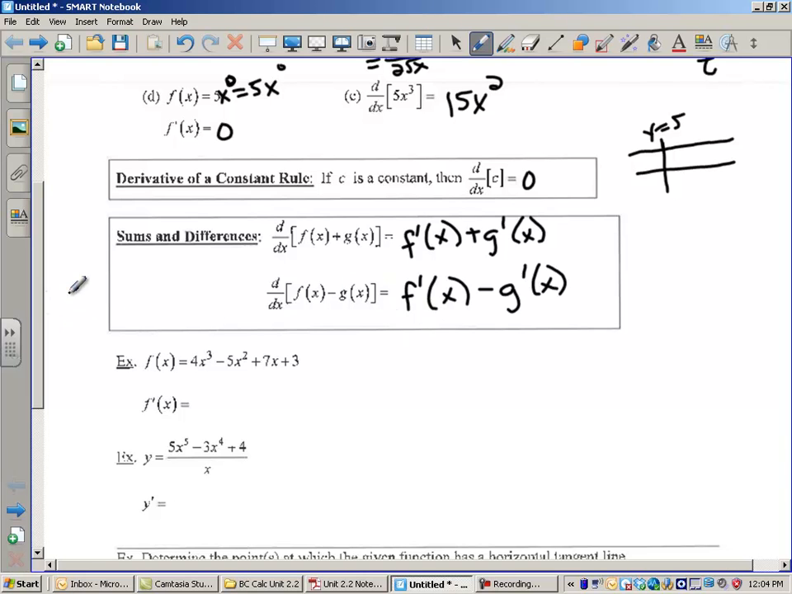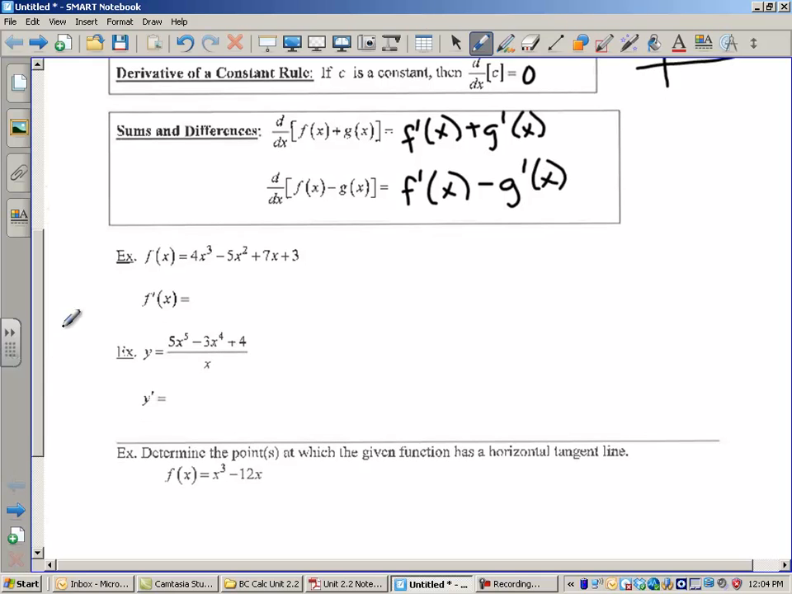So let's take a look at this next example that has 4 things separated by pluses and minus signs. I'm just going to take the derivative of each term, term by term. So the derivative of 4x cubed is 12x squared. You bring the 3 down in front and multiply it. Don't forget to subtract 1 off the exponent. And then minus the derivative of 5x squared is 10x to the first. I'm not going to put a 1 there.